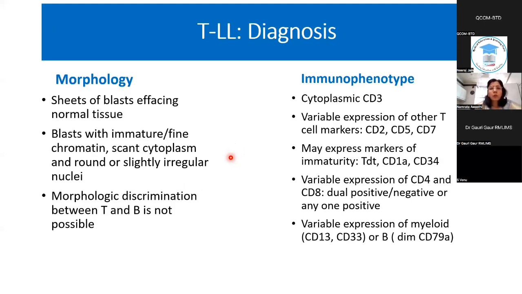How do we diagnose? Based on morphology and immunophenotype. There can be sheets of blasts effacing the normal tissue. Blasts have nondescript blast morphology. And you have to remember that morphologic discrimination between T and B blasts is not possible. On immunophenotype, there will be cytoplasmic CD3 positivity with variable expression of other T cell markers, and may express markers of immaturity and variable expression of CD4 and 8. They can be dual positive, dual negative, or only one can be positive.